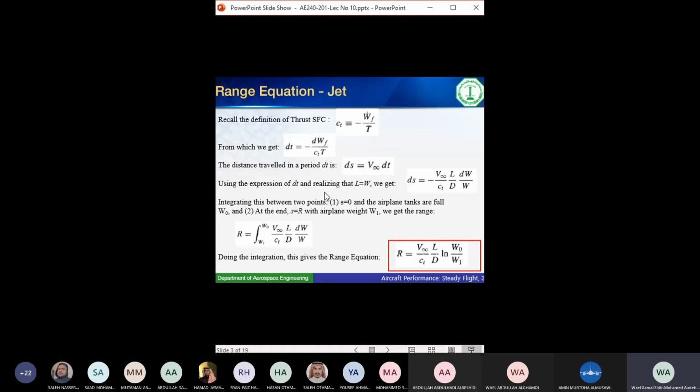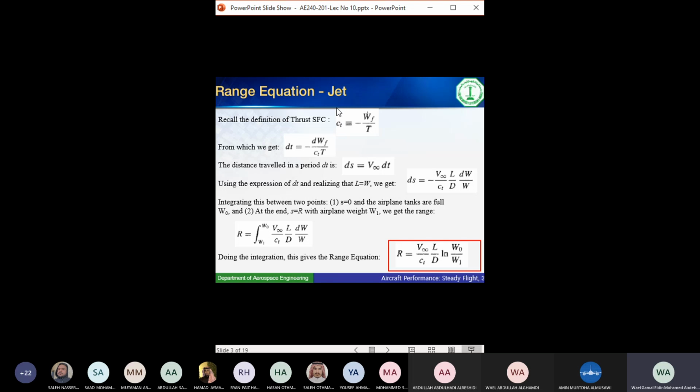Okay, so for the range equation, the question is, what's the longest distance that can be flown by the aircraft? This is in feet if we are talking British units, or meters if we're talking SI units. And in order to do this, our starting point will be a very logical thing that, of course, the distance will be proportional to the amount of fuel you have on the aircraft. The more fuel, the further it can go. So fuel is very important.